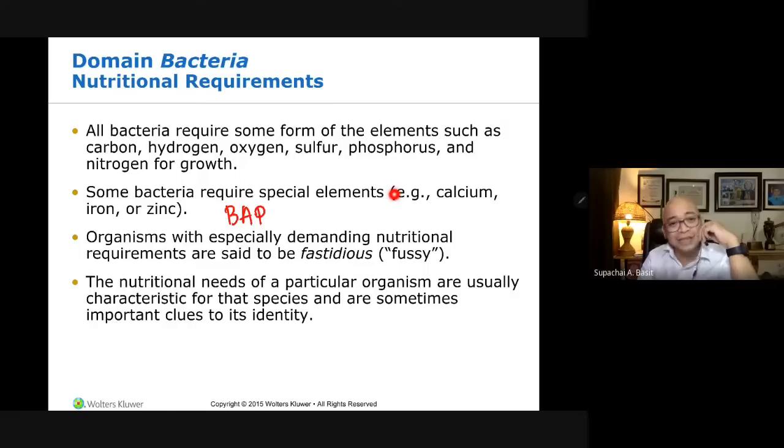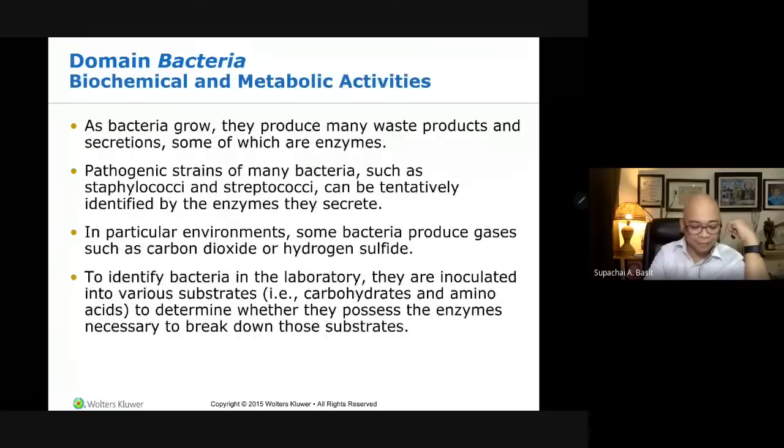The nutritional needs of a particular organism are usually characteristic for that species and are sometimes important clues to its identity. Okay? So as bacteria grow, they produce many waste products and secretions, some of which are enzymes. So pathogenic strains of bacteria such as Staphylococcus or Streptococcus can be tentatively identified by the enzymes they secrete. So that can be determined also in the laboratory.